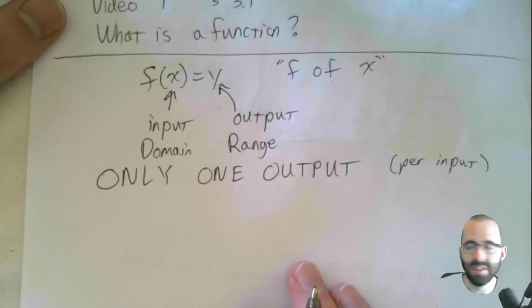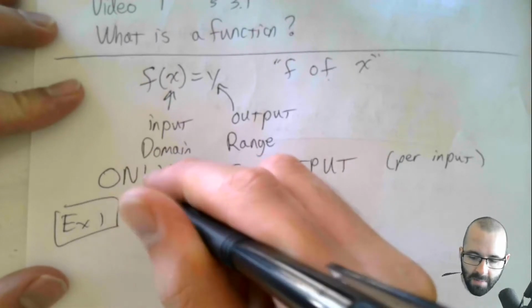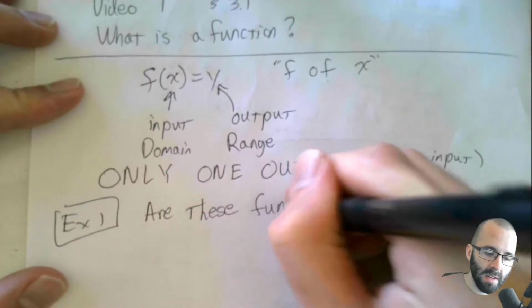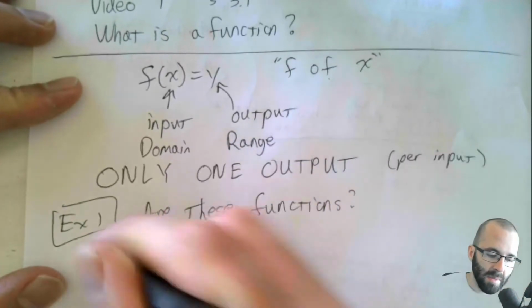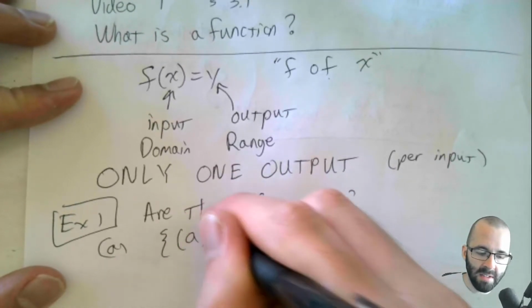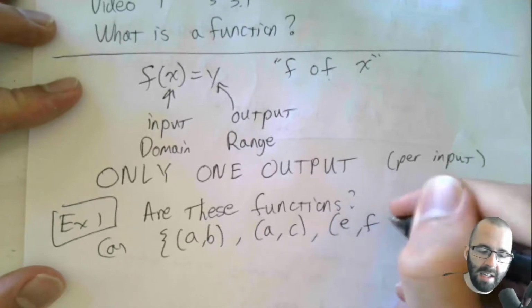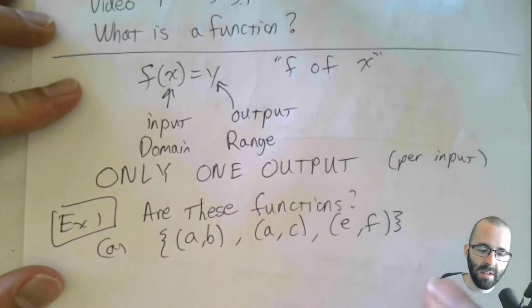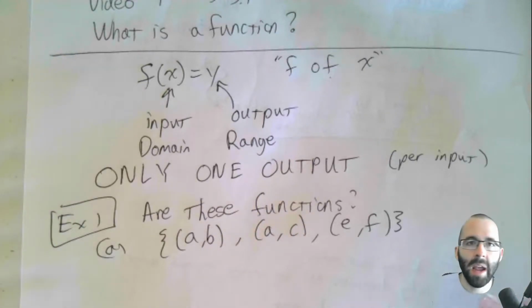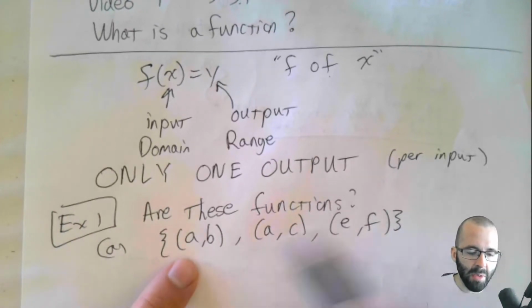So let's look at some examples, things that are functions, things that are not functions. Let's make this a little bit more concrete. Okay, are these functions? Example 1. Part A. The set containing the ordered pairs AB, AC, and EF. This is one way to look at a relation. A relation is something that may or may not be a function, but kind of is similar. So this is just a set of 3 different ordered pairs.